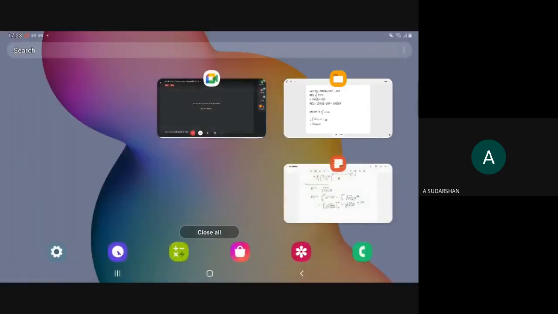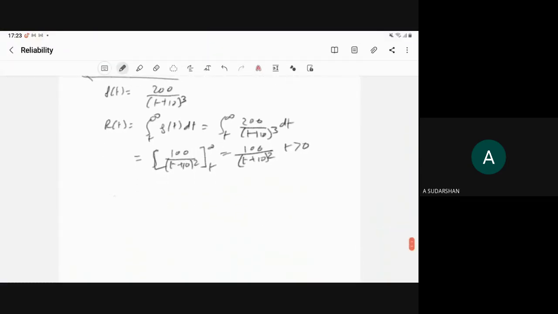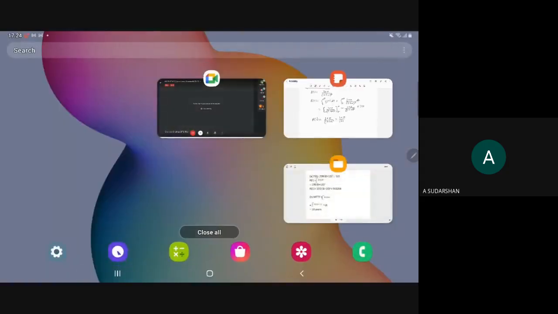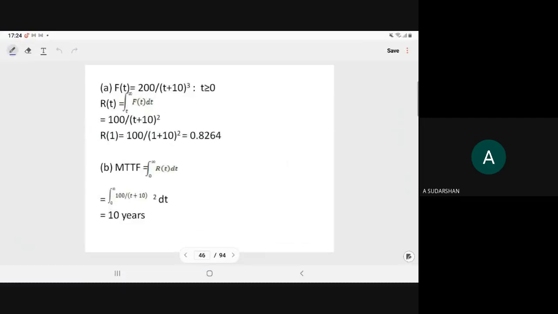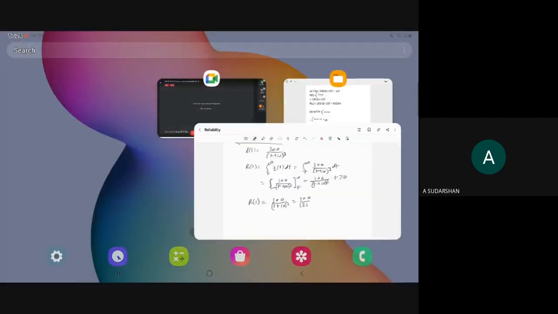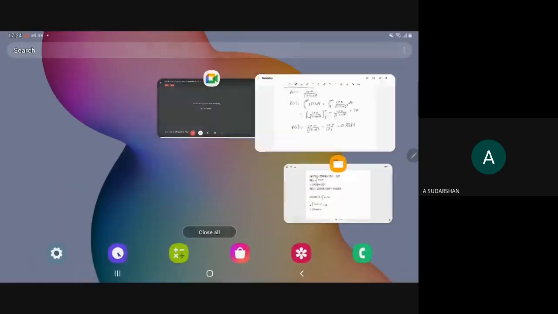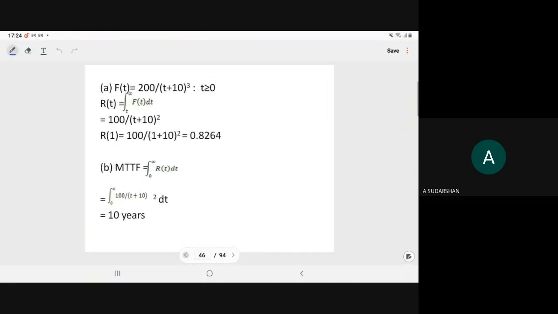Then you have to compute reliability at the first year, meaning R of 1. R of 1 will be 100 upon (1 plus 10) whole square, 100 upon 121, and its value is 0.8264. So in this way we can compute the reliability from the given function.